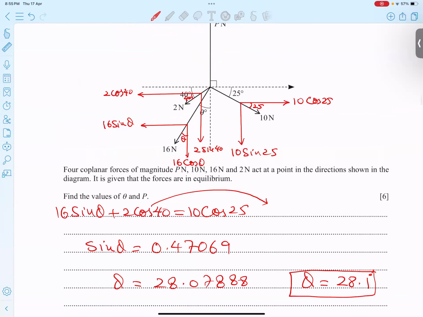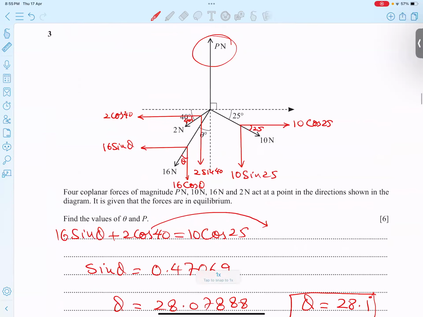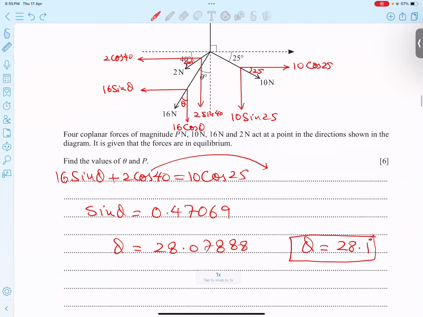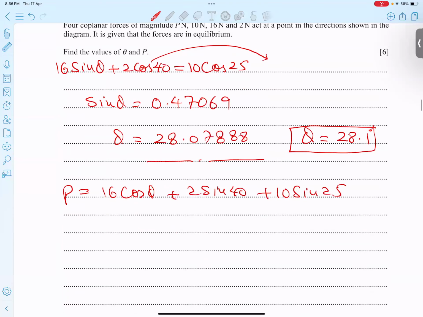So how to get the P force? Very clear. The upward force is only one force, and the downward forces are 1, 2, and 3, three forces acting downwards. So P is equal to the sum of all 3 forces. I'm writing here 16 cos theta plus 2 sine 40 plus 10 sine 25. But make sure I will not plug in this rounded theta here, that's wrong. I will plug in the full value for a more accurate answer.